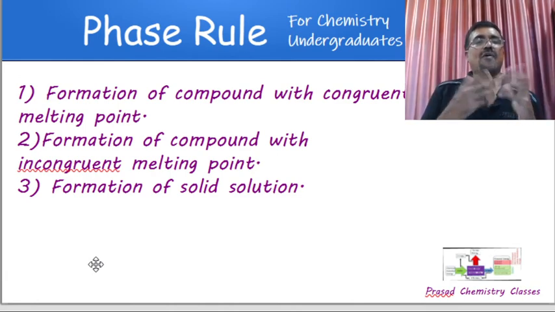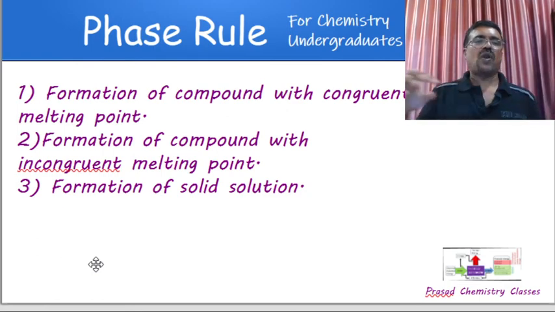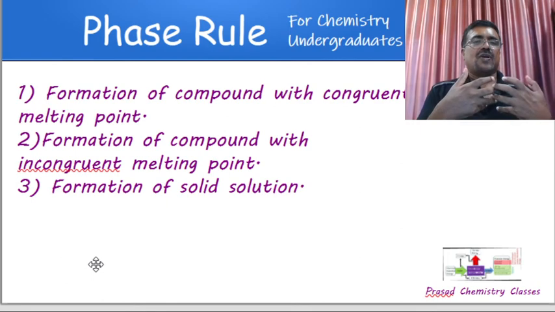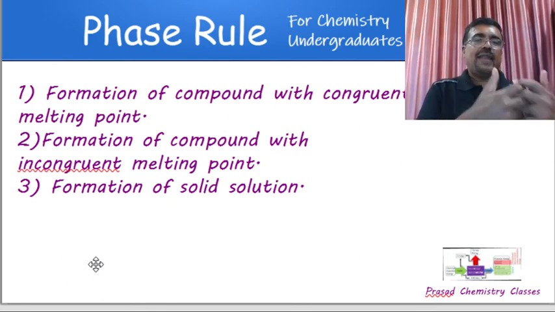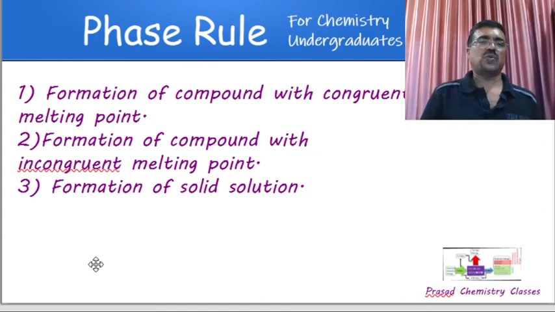Then we have what we call formation of solid solution. So far we have considered that solids form separate phases. If the solids form what we call a solid solution, completely miscible, in some cases the lattice particles of one substance can be replaced by those of the other substance. We can have what we call solid solution. That is another thing.